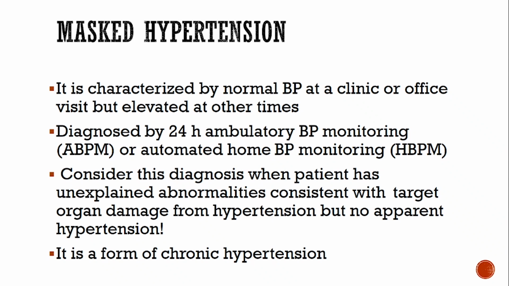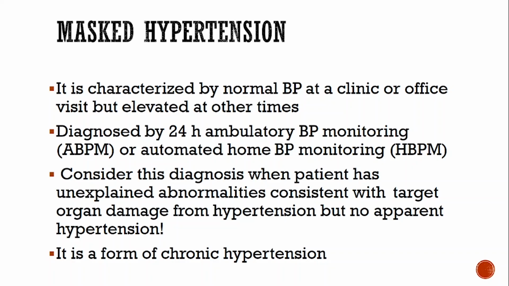Now, the terminology masked hypertension. Remember we mentioned earlier, this is characterized by normal blood pressure at the clinic or office visit, but elevated at other times. So ambulatory blood pressure monitoring devices are very important in this case, because sometimes I see the patient is not saying the whole truth, but that is actually what is happening. And or automated home blood pressure monitoring at home.